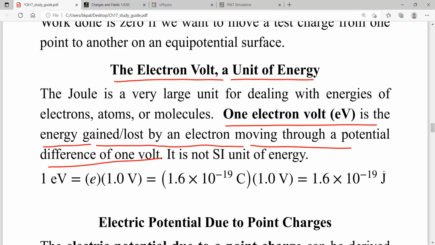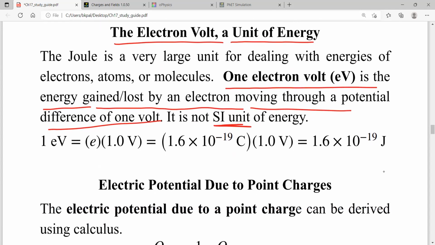Again, it is not an SI unit. The SI unit is always the joule. But because the joule is a very large unit for electrons, protons, and this kind of thing, in many problems we use the electron volt. So what is the relationship between the electron volt and the joule?